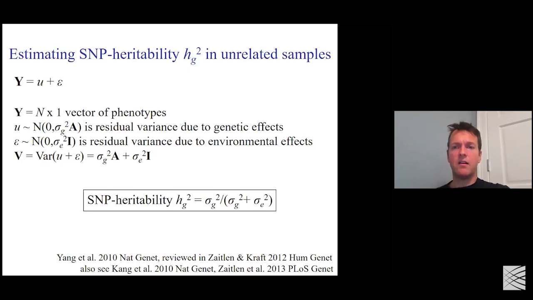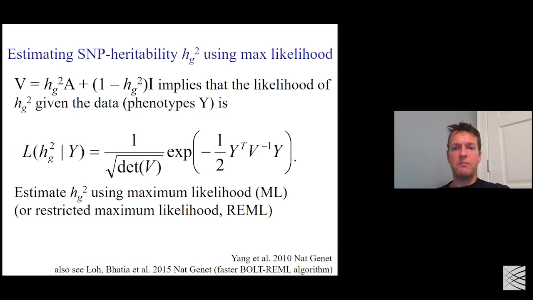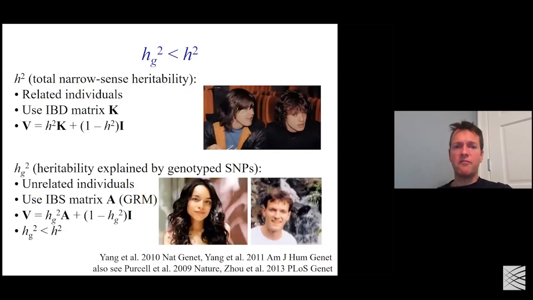But mathematically, all the math is the same, and all the maximum likelihood or restricted maximum likelihood computations are the same. So I'm going to choose not to focus on the math in this talk, and focus more on intuition. Now we have these two quantities. H squared, the total narrow sense heritability, corresponds to the question: how phenotypically similar are two relatives?